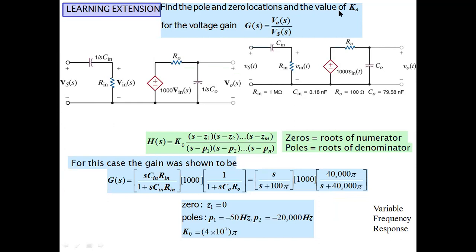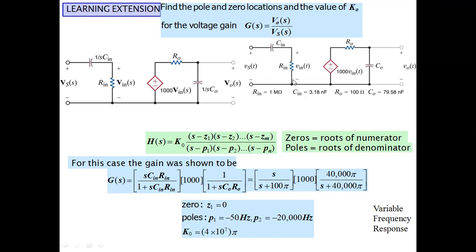K0 is nothing but a constant term, but here we are supposed to derive the value of K0 for the voltage gain, that is nothing but output voltage with respect to input voltage. So if we have this circuit in the frequency domain, you can write that circuit in the form of the time domain. 1 by SC, you can directly take that capacitor value.